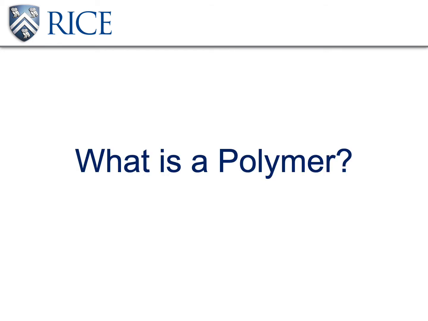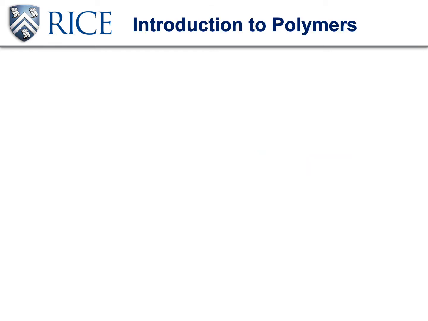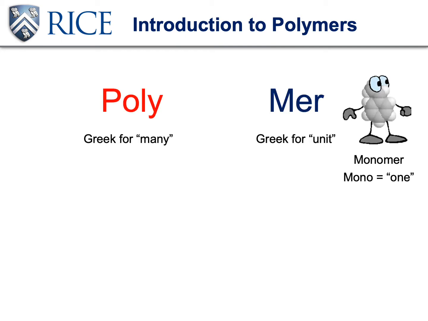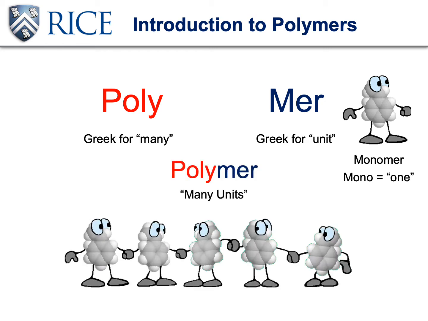What is a polymer? We can break down the word into its two parts, with poly meaning many and mer meaning units. From this we can understand that a polymer is a molecule made up of many units bonded together.